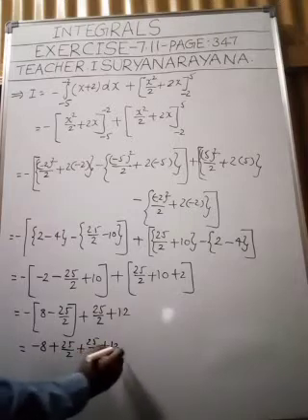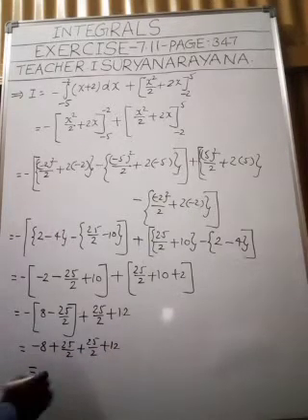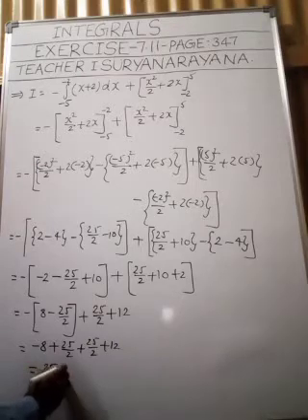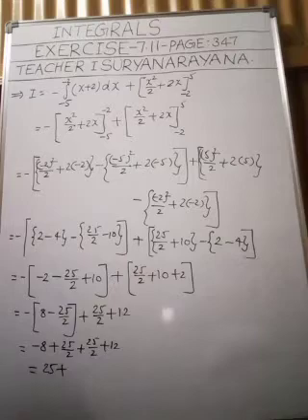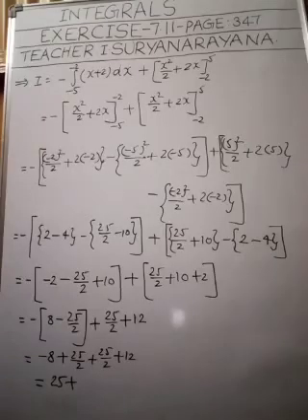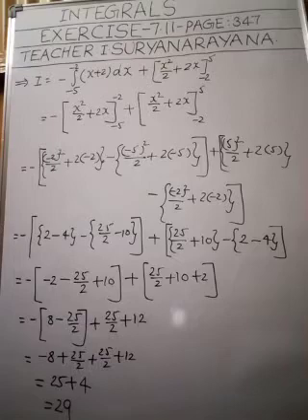Right. Then what will get here? 25 by 2 plus 25 by 2. We get 25 plus 12 minus 8. What will get? 4. That is equal to 29. Okay, my children, understood? Right.